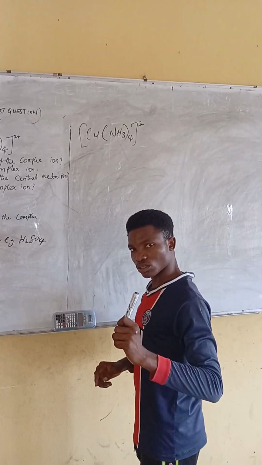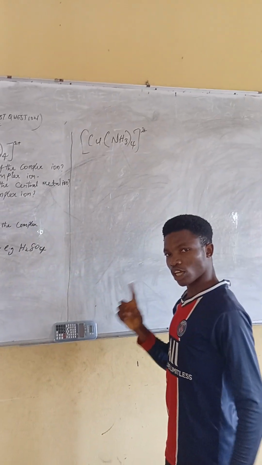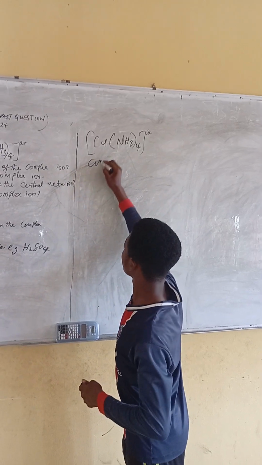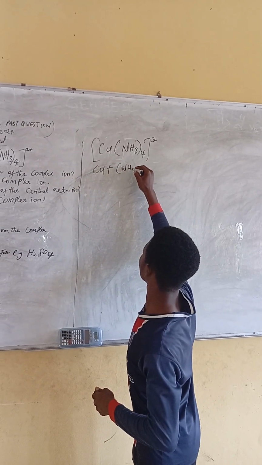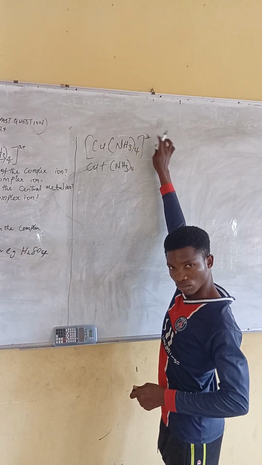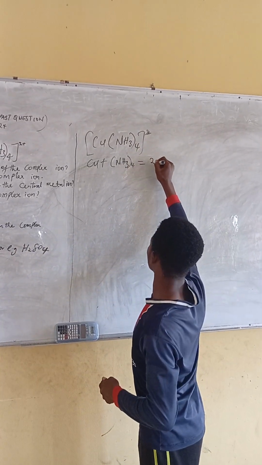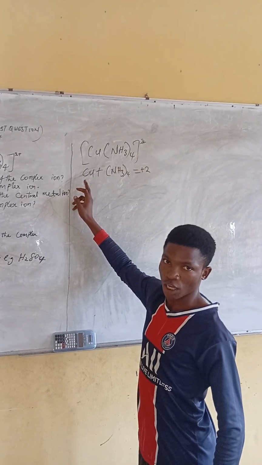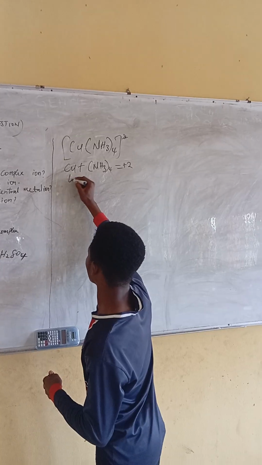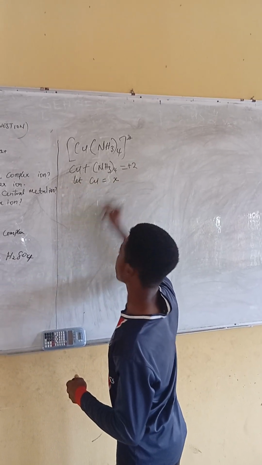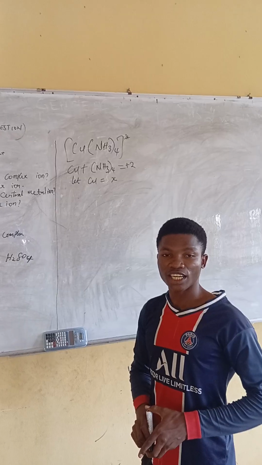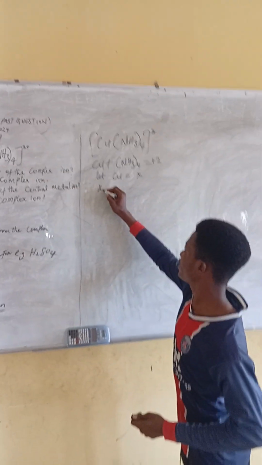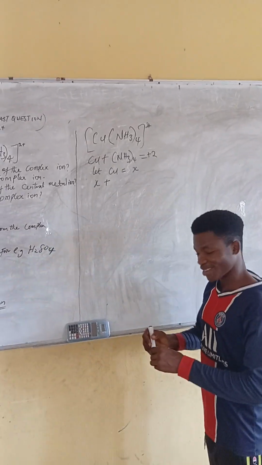Remember, indices, multiplication means addition. So now, this formula can be written as copper into ammonia 4, and the power equates, that will be equal to +2. So now, I'm looking for the oxidation number of this guy. I'm looking for this guy. So now, I can say that let copper equal X. I'm looking for copper. I can say that let copper equal X. So from here, I can say that X plus.